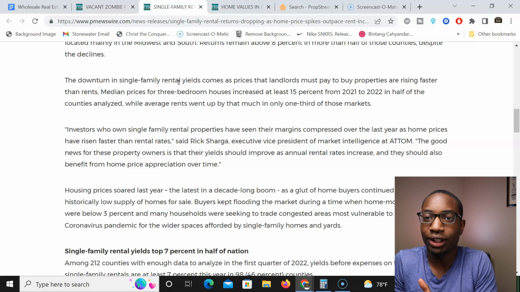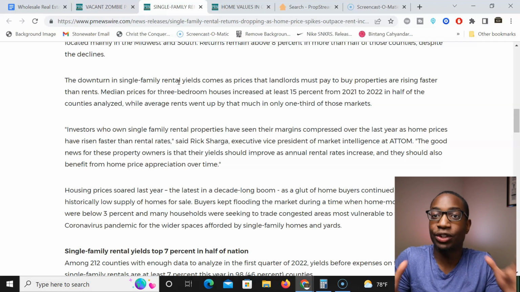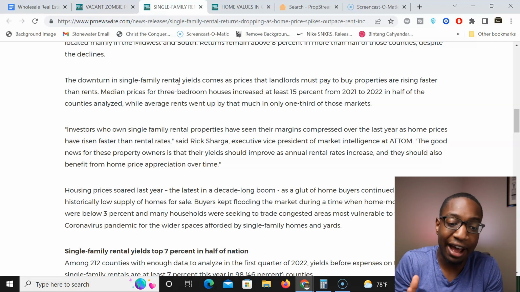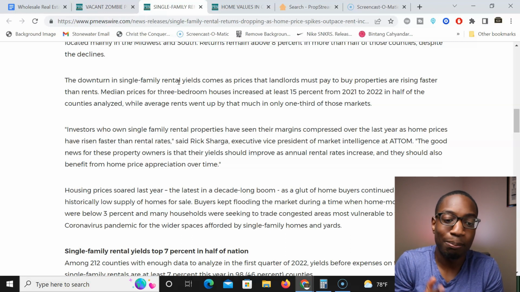But how does this relate to pulling lists from PropStream? Essentially, this tells me that landlords, investors, and cash buyers are now going after multifamily properties, apartment buildings, more than anything.